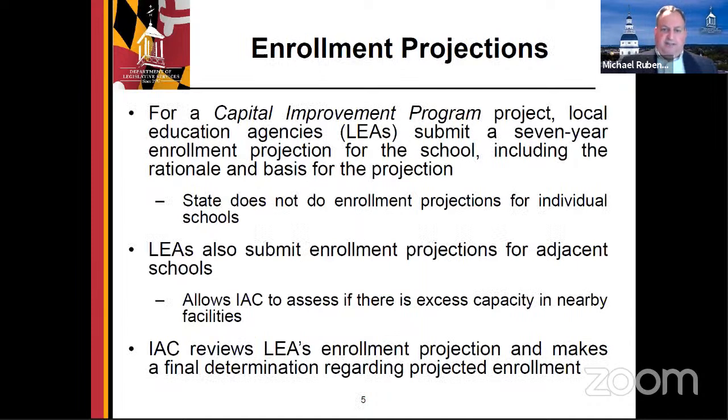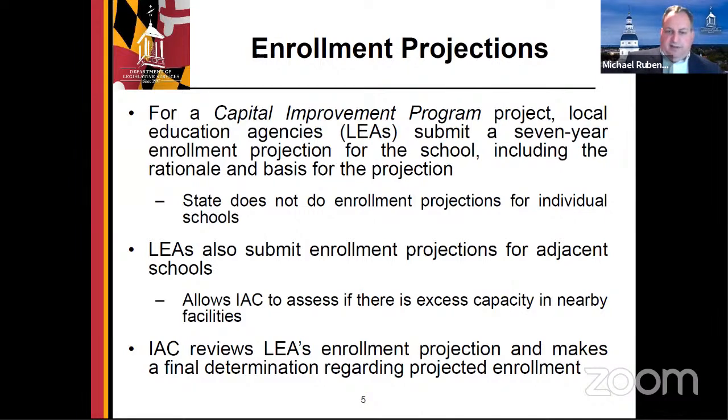So the enrollment projections, as I mentioned, LEAs do submit a 7-year enrollment projection for the school, including the rationale and basis for the projection. The state has no mechanism for doing their own enrollment projections for an individual school. The LEAs also submit enrollment projections for adjacent schools, which allows the IAC to assess if there's excess capacity in nearby facilities, which can affect the size of the proposed project. And the IAC reviews the LEA's enrollment projection and makes the final determination regarding the projected enrollment.